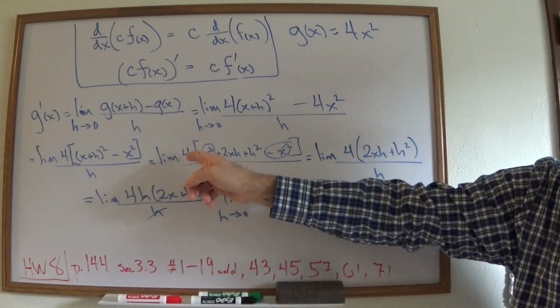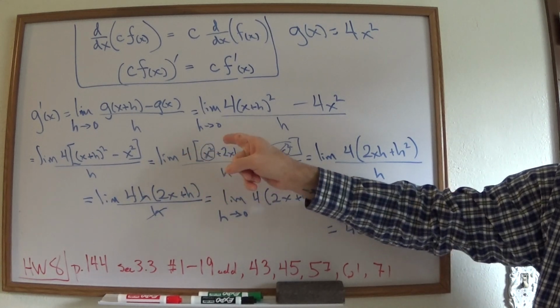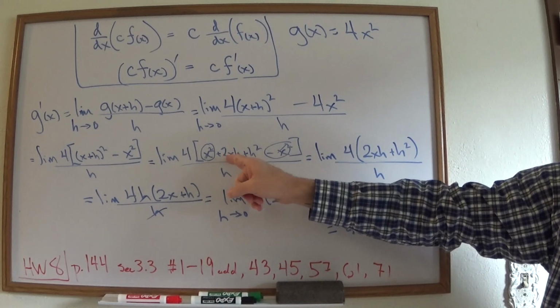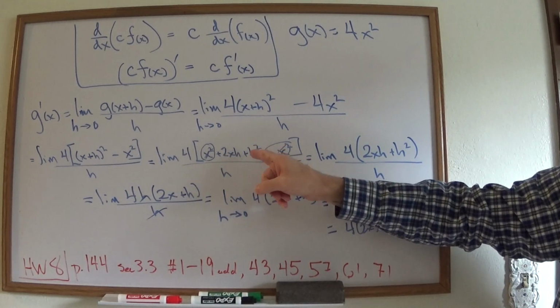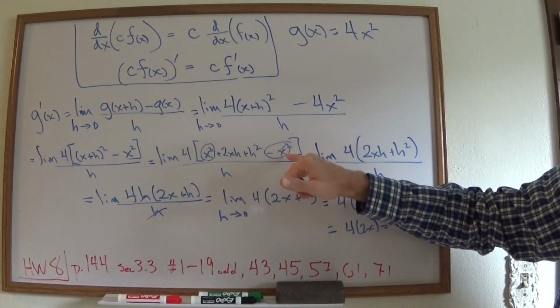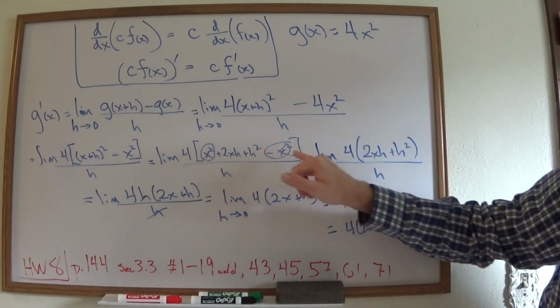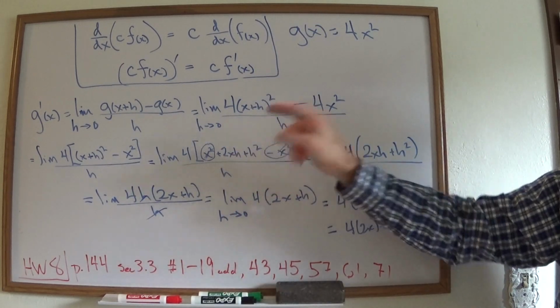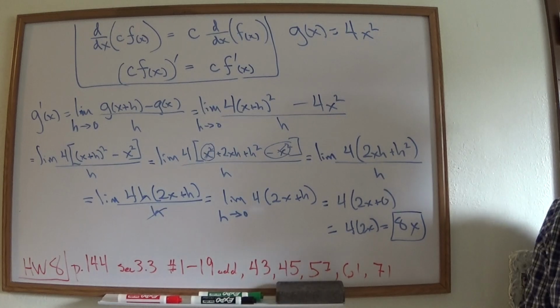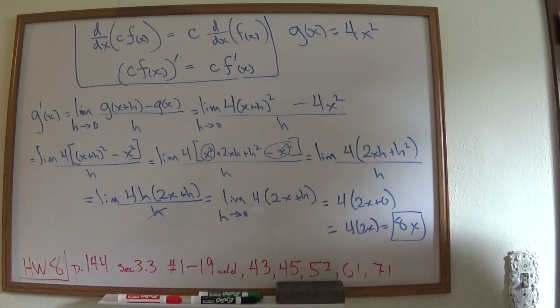I could have done it right here where I factored the 4 back in, and we'd have 4x squared, 8xh, 4h squared, and then that 4x squared would subtract off with that 4x squared, and we'd have 8x, and so on. You'd still end up at the same place. But now, you see, this is what I'm saying here.